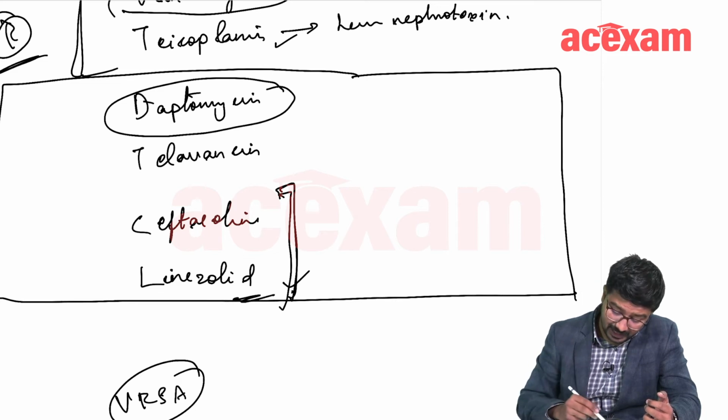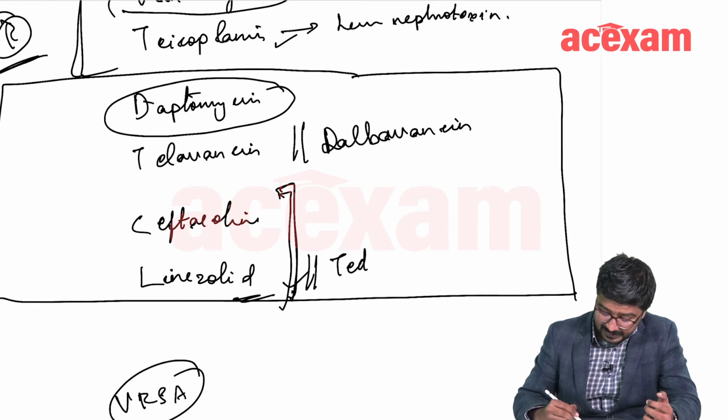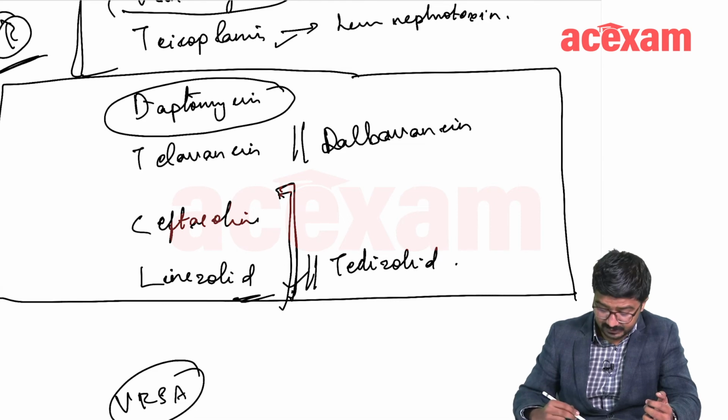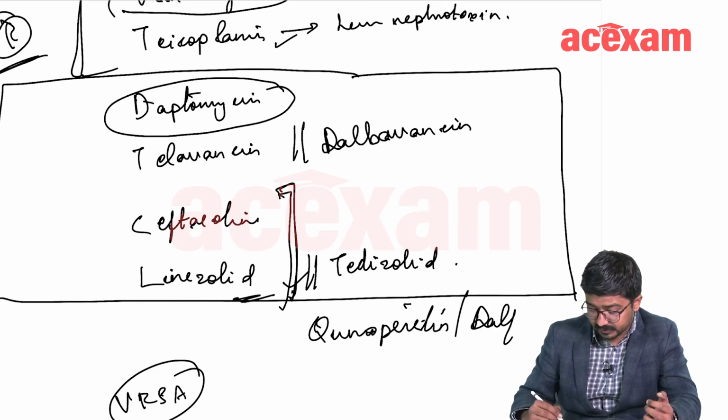That addition is very easy. You have telavancin, so in the same rhyme it is dalbavancin. You have linezolid, in the same rhyme the tedizolid. And there is going to be one more drug which is quinupristin-dalfopristin.